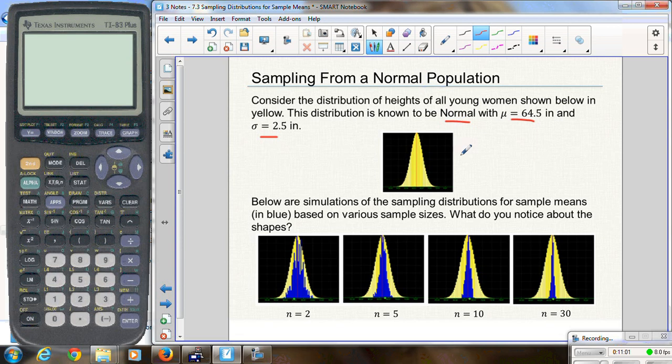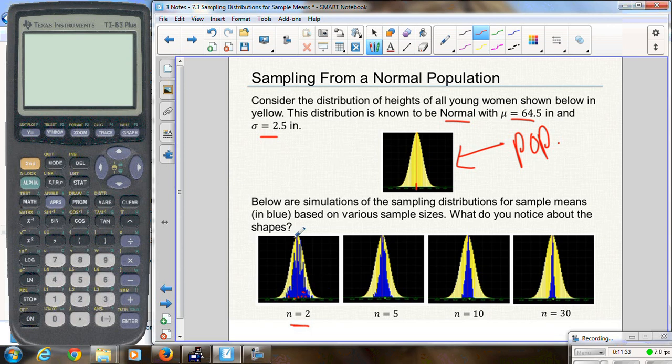Okay, so anyway, this yellow curve here, this is our population. And so if I'm considering all young women and their heights, this would be what the distribution would look like. This is my mean here, and we know that already is 64.5. So these graphs that you see on the bottom of the page are simulations. The first is essentially if I were to take two women out of this population and find their average height and plot it, I might get a value there. If I do this again, I might get a value there. If I do it again, I'm going to get a value there, and again and again and again.